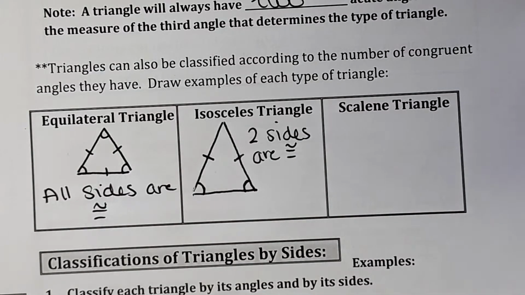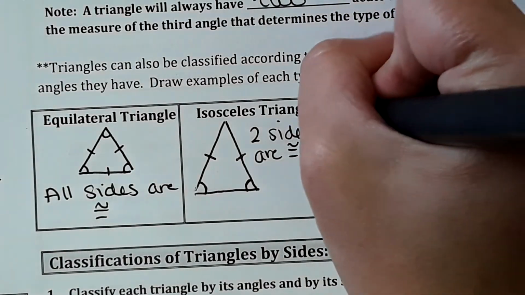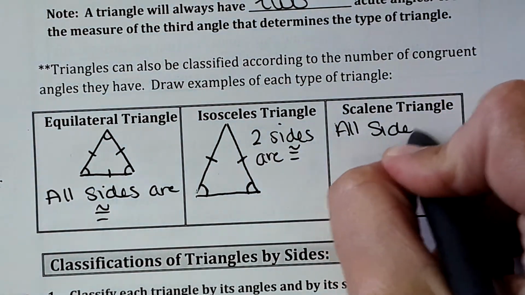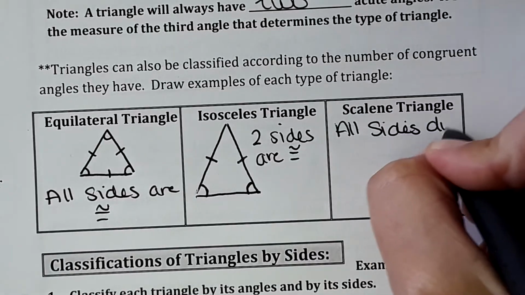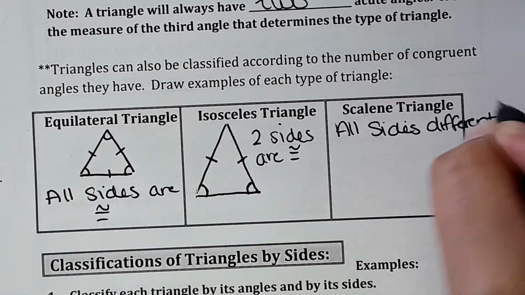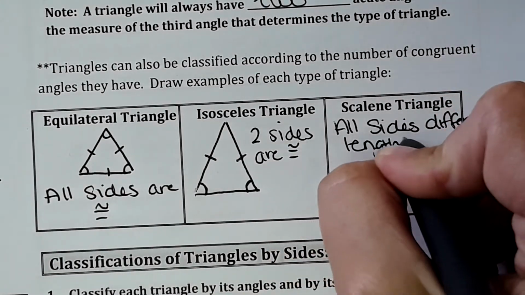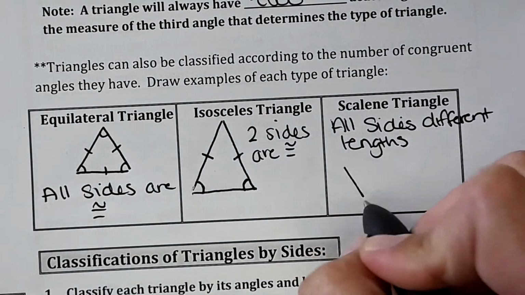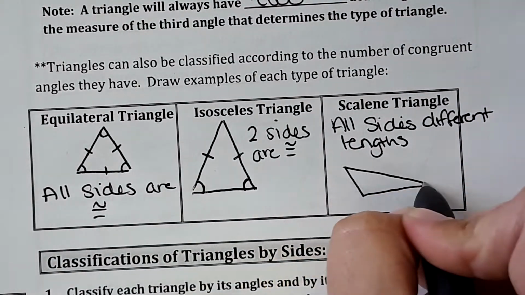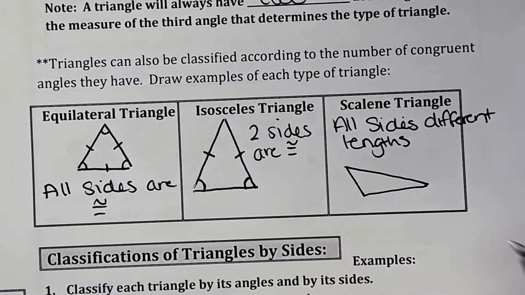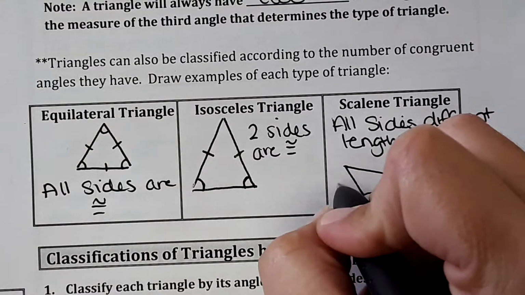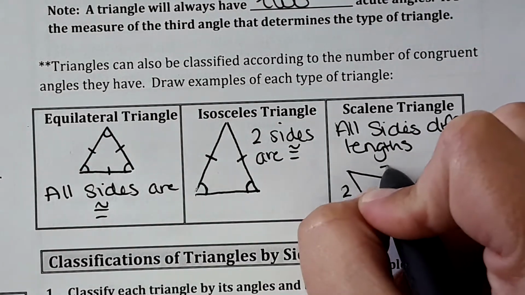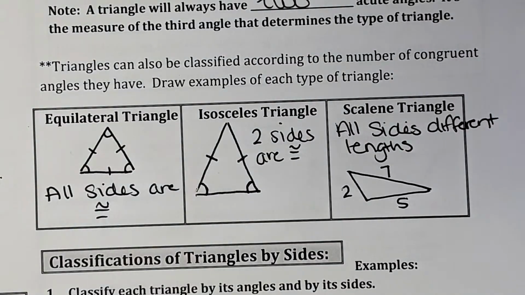Then a scalene triangle is when all sides are different lengths. All sides different lengths. So in this triangle I drew, let's say this is like 2, maybe a length of 5 and 7. They're all different lengths. It's a scalene triangle.